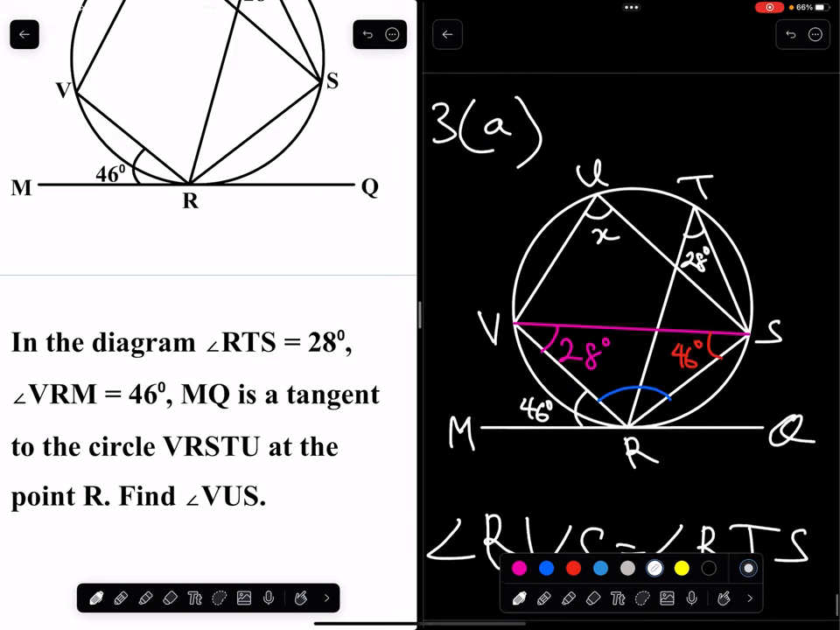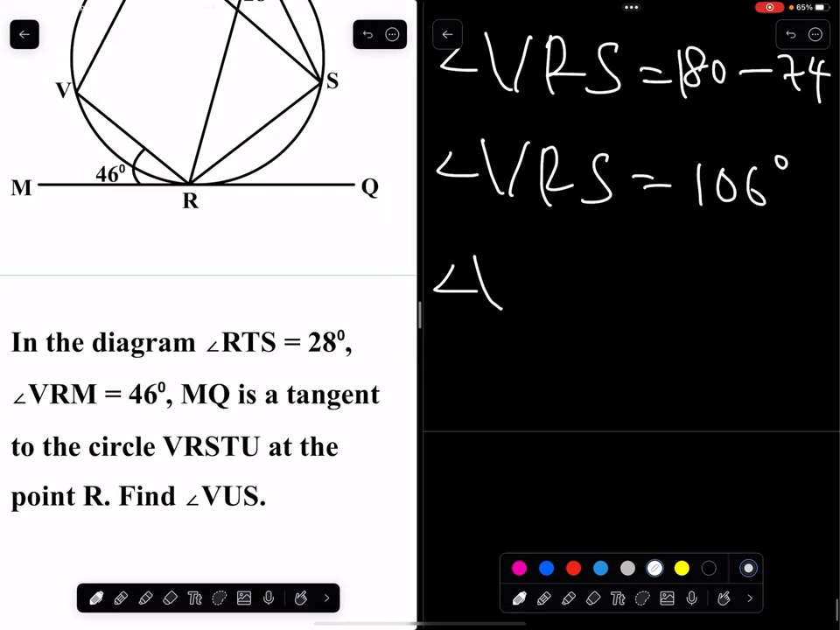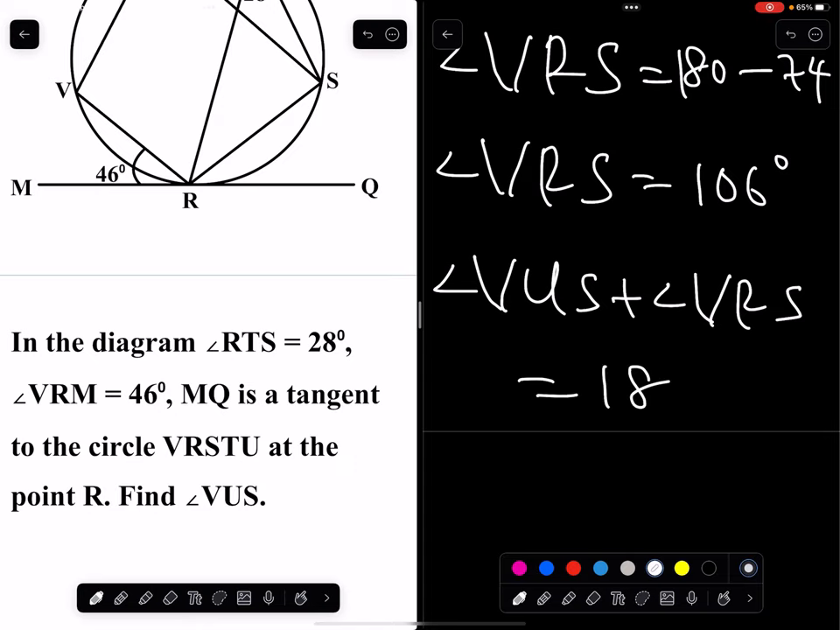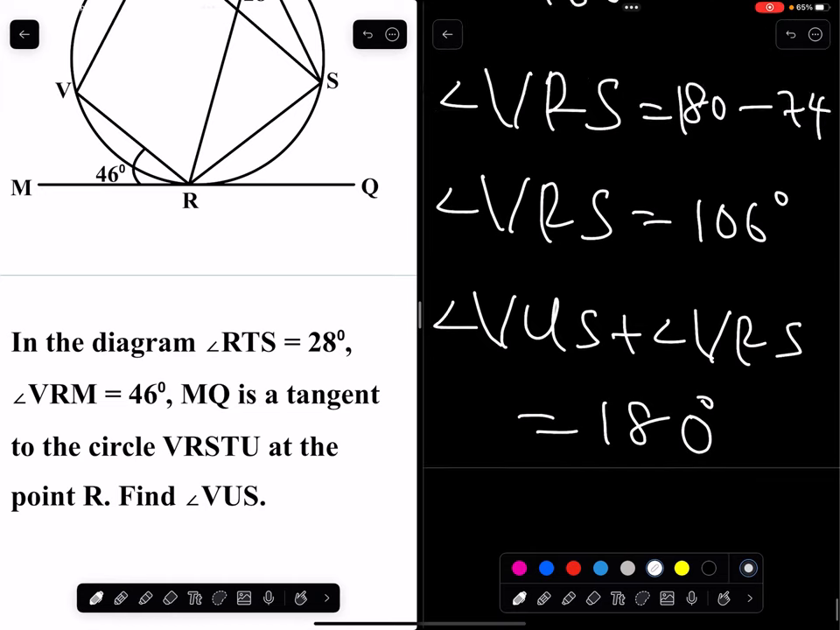Now we can see that VUSR is a cyclic quadrilateral, and that simply means the sum of its opposite angles is 180 degrees; they are supplementary. So angle VUS plus angle VRS equals 180 degrees. The reason is opposite angles of a cyclic quadrilateral are supplementary.